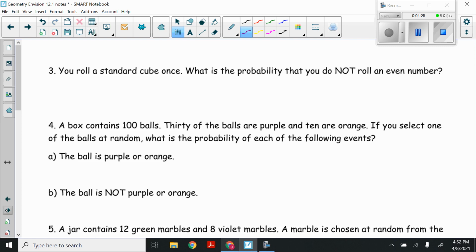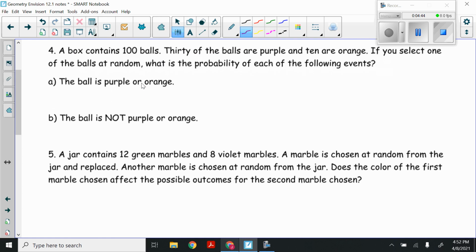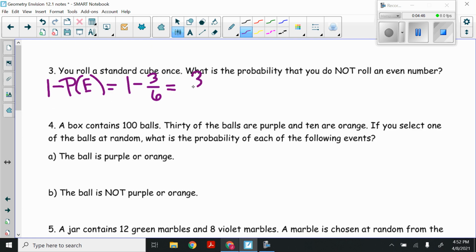Number 3, you roll a standard cube once. What is the probability that you do not roll an even number? So this is going to be 1 minus the probability that we do get an even. The probability that I get an even was 3 out of 6, so 1 minus 3/6. So that's going to give me 3/6 left, which is 1/2.